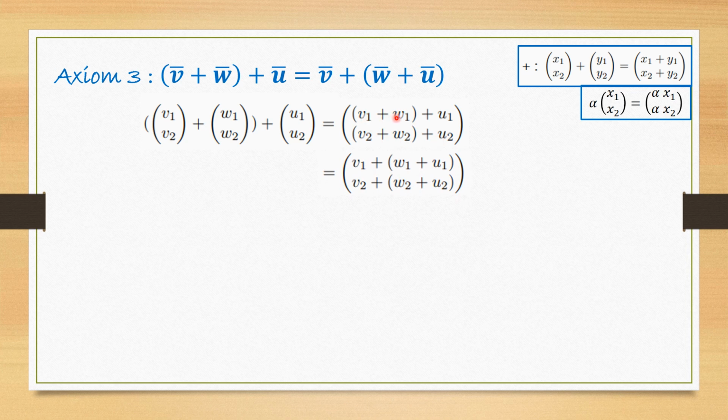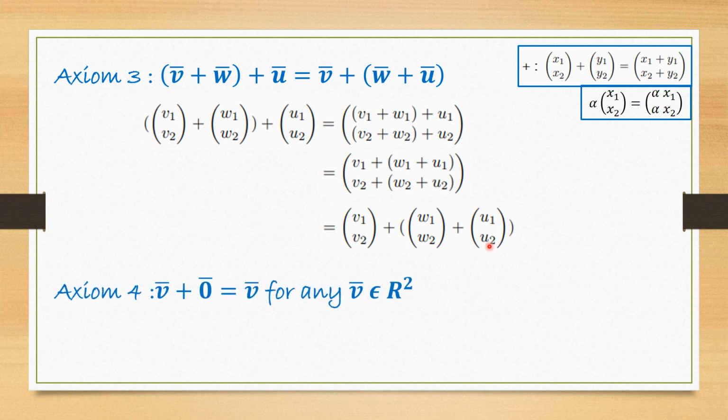Since v1, w1, u1 belong to R, it is a vector space. It satisfies the associative property. Therefore, we are able to rearrange the elements in the column vector like this. Again rearranging, we end up with V vector plus W vector plus U vector. Axiom 3 is satisfied.